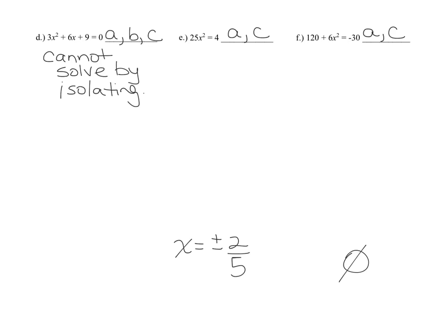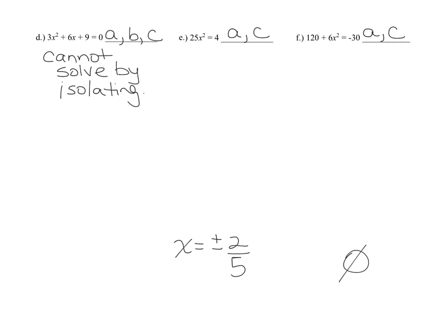So first check to make sure you got your A's, B's, and C's correct. Both E and F don't have a B term, so we can solve by isolating. Now, if you solved E correctly, you should have gotten that x is equal to plus or minus 2/5. And then letter F, you probably ran into a problem, and you should have noticed that this problem has no solution. So now let's talk about these two.